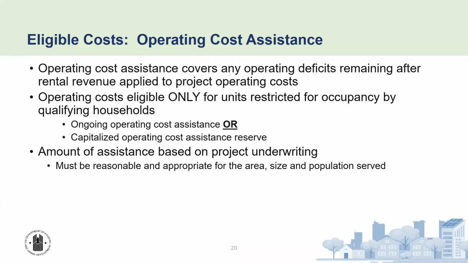The PJ cannot provide operating cost assistance or capitalize an operating cost assistance reserve for any operating deficits that are associated with units restricted for low-income households. Through project underwriting, the PJ must determine that the operating cost assistance is necessary to maintain the project's long-term financial feasibility. The cost must be reasonable and appropriate for the area, size, population served, and type of project, and can exceed the amount necessary to provide operating assistance for the units restricted for qualifying households throughout the 15-year HOME-ARP compliance period.